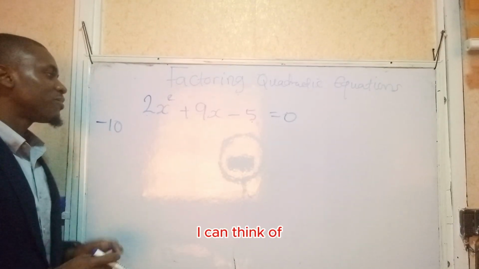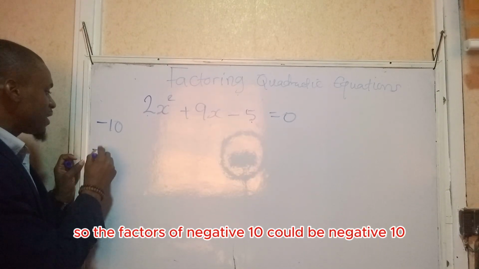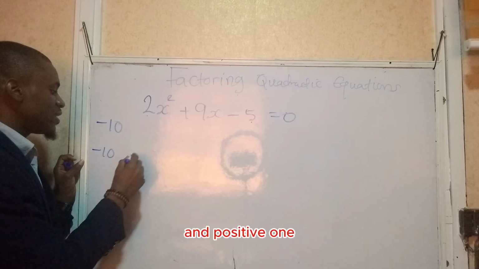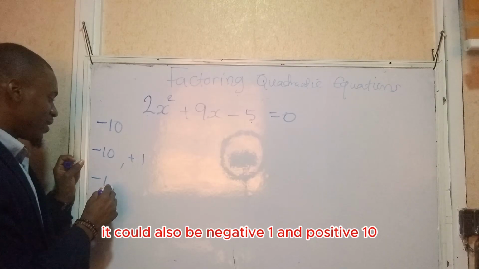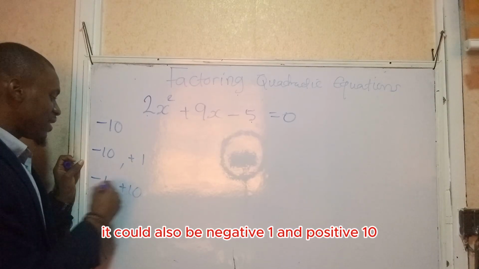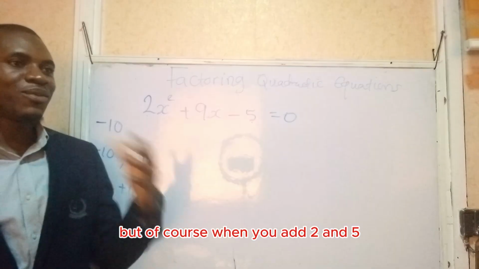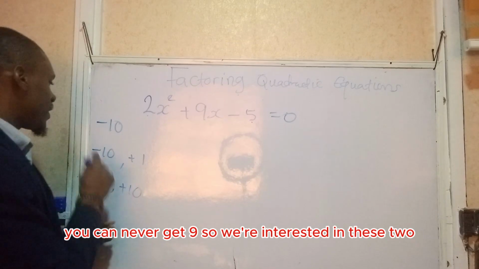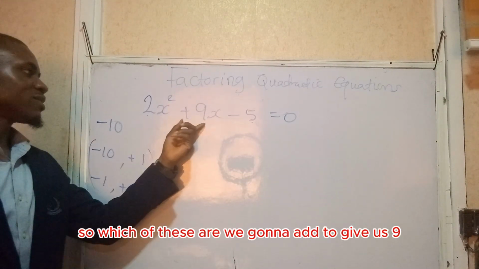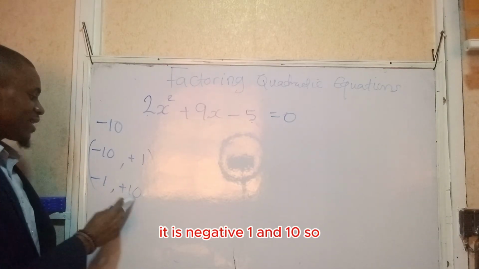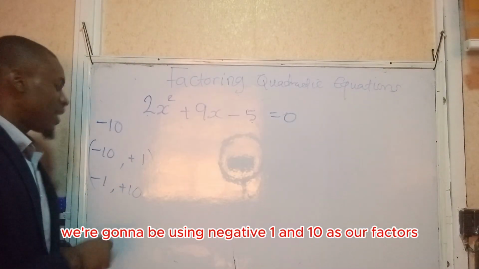So I can think of the factors. The factors of negative 10 could be negative 10 and positive 1. It could also be negative 1 and positive 10. We could also look at 2 and 5, but of course when you add 2 and 5, you can never get 9. So we're interested in these two, either of these. Which of these are we going to add to give us 9? It is negative 1 and 10. So we're going to be using negative 1 and 10 as our factors.